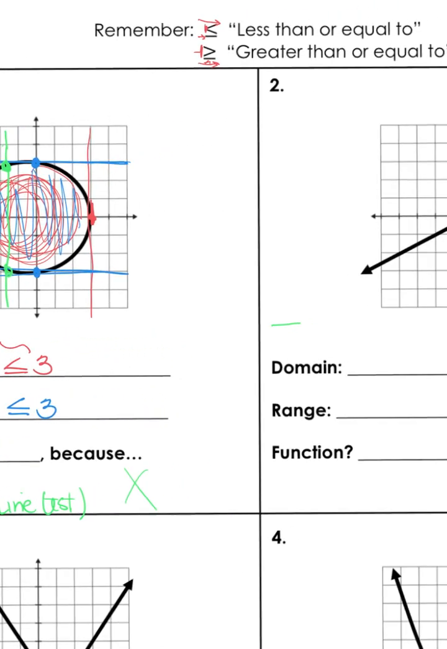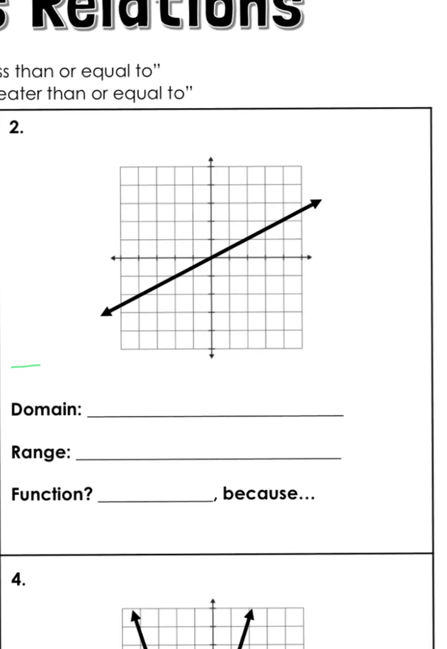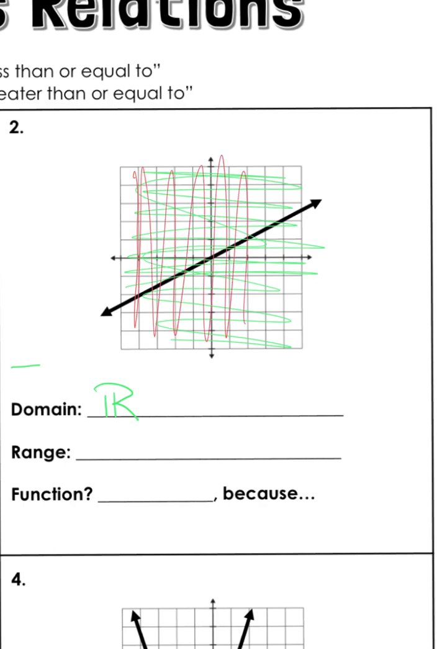In number 2, we see that it is not an enclosed graph. And the domain is all the x values. So that will be all real numbers. All the x's. So those are all the real numbers. And that symbol means real numbers. And then the range is all the y's. And so that is also all real numbers.